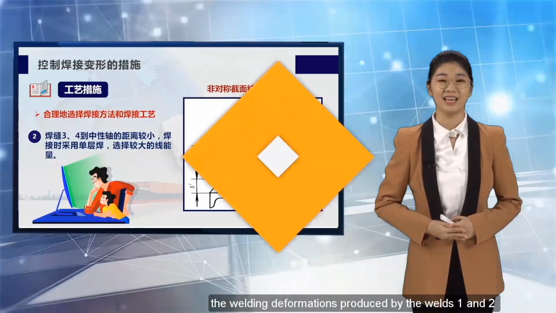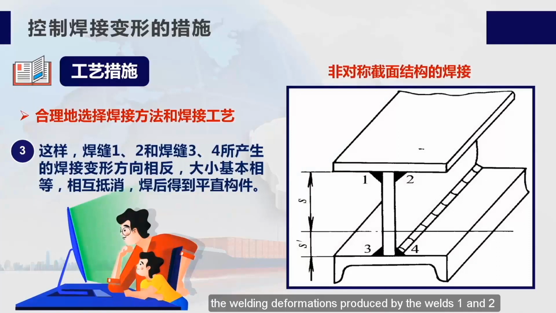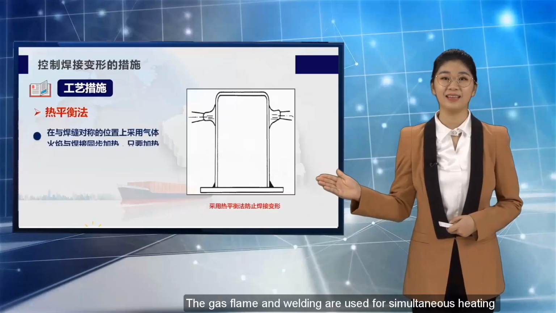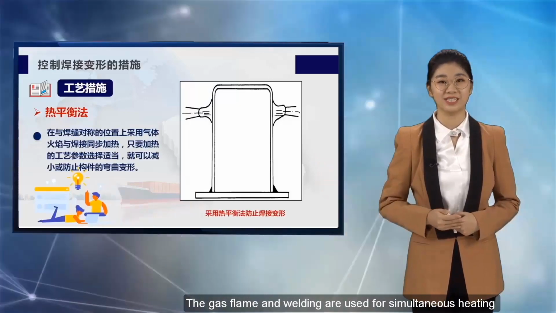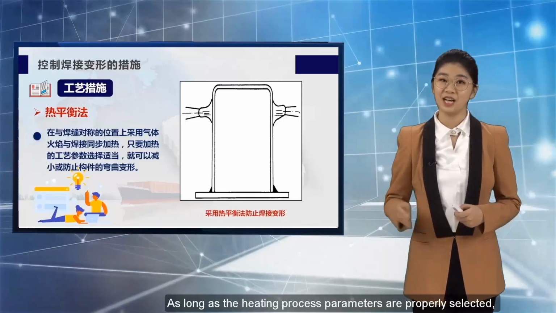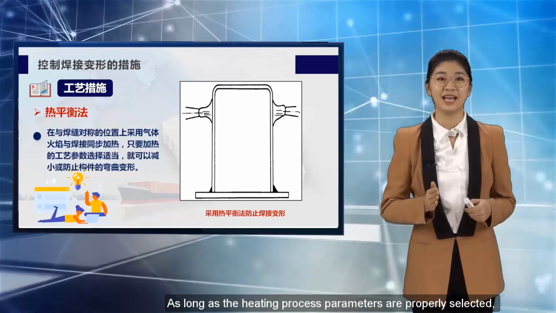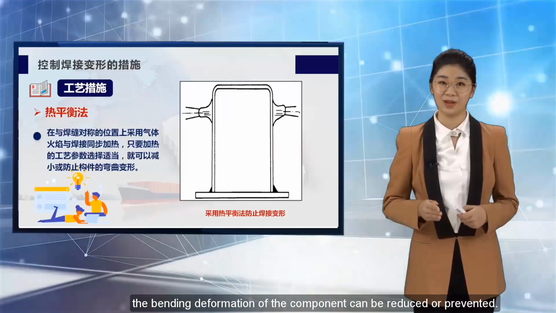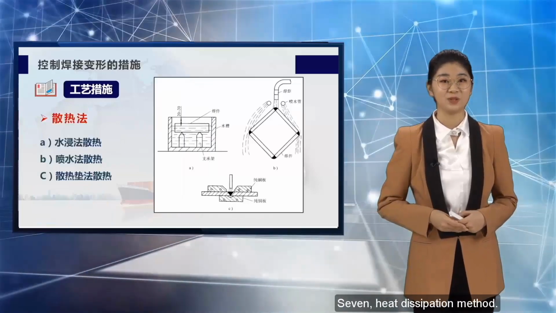In this way, the welding deformations produced by the welds 1 and 2 and the welds 3 and 4 are in opposite directions, and the magnitudes are basically equal, and they cancel each other out. And a straight member is obtained after welding. 6. Heat balance method. The gas flame and welding are used for simultaneous heating at the position symmetrical to the weld. As long as the heating process parameters are properly selected, the bending deformation of the component can be reduced or prevented. 7. Heat dissipation method.